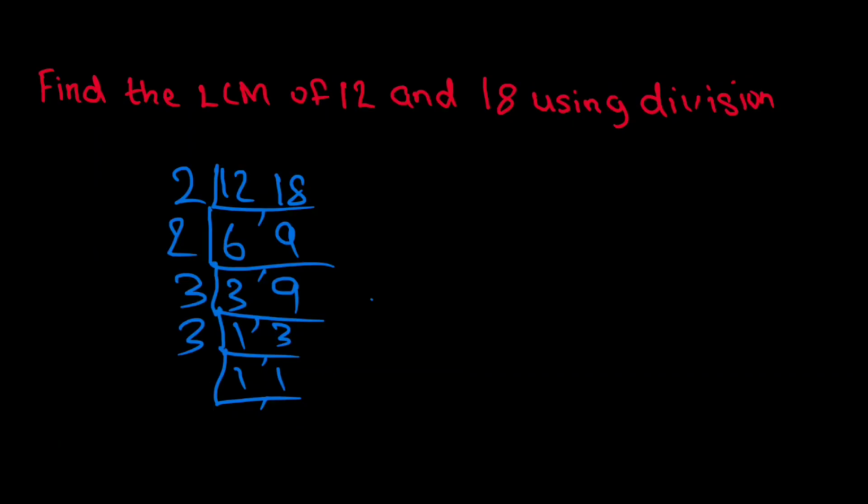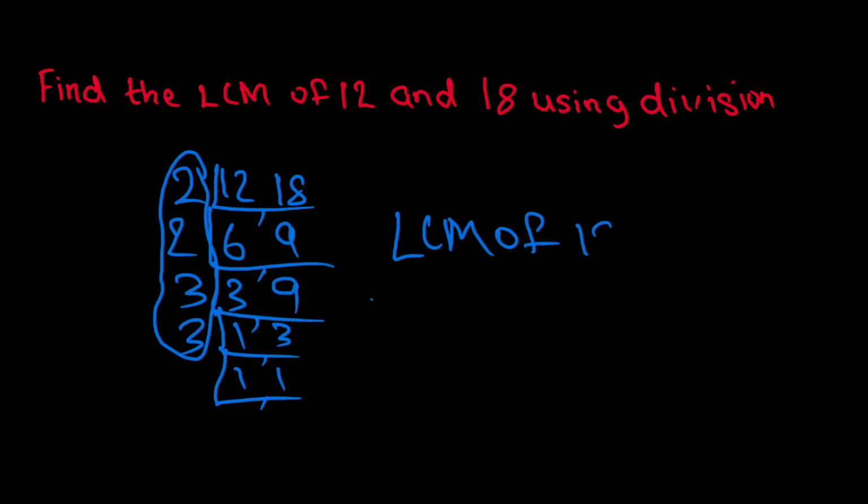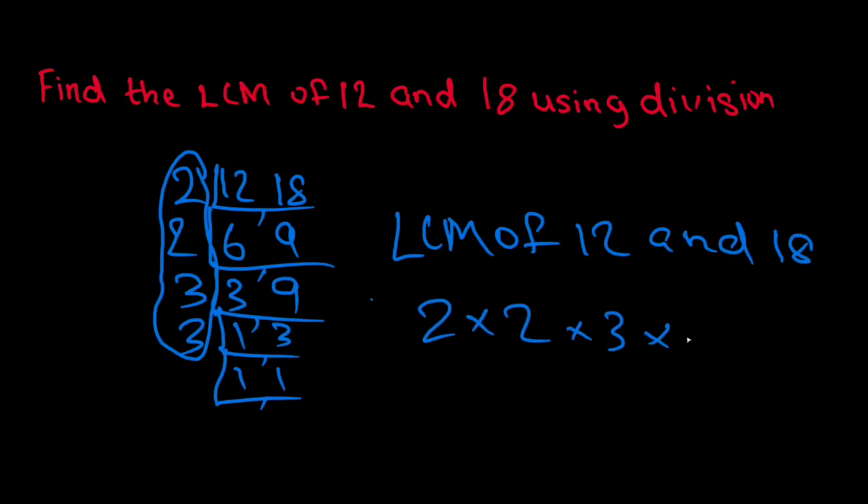So now to find the LCM, we multiply all these numbers on the left. So the LCM of 12 and 18 is equal to 2 into 2 into 3 into 3, which is 36.